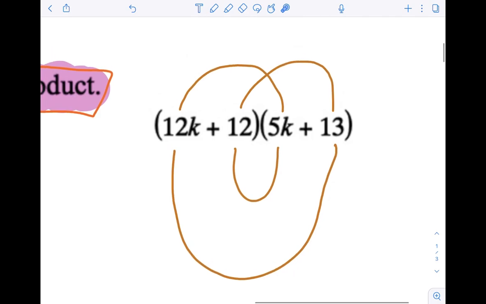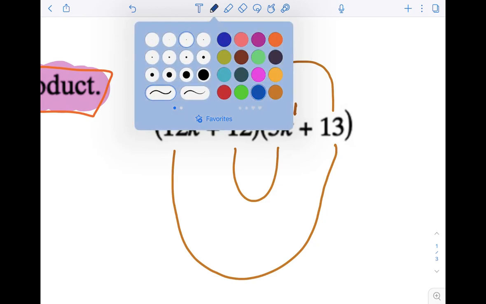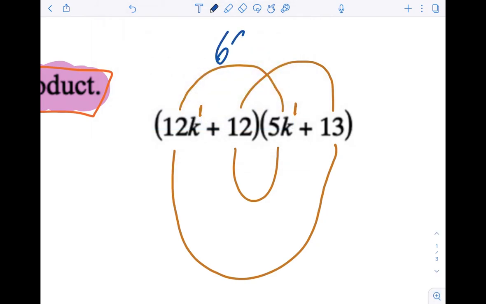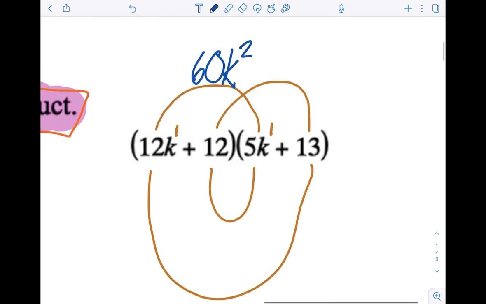All right. So 12K times 5K. Let us not forget that this is a 1 here. So 12 times 5 is 60. So I get 60, and I'm going to write it up here. And then K1 times K1, I add the 1 and the 1 is 2. So I get K to the second. Right? There you go. There's that first eyebrow.